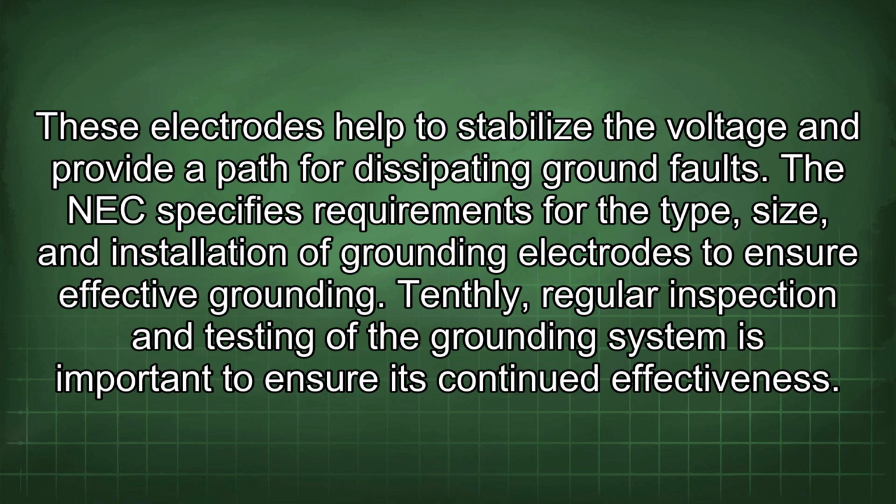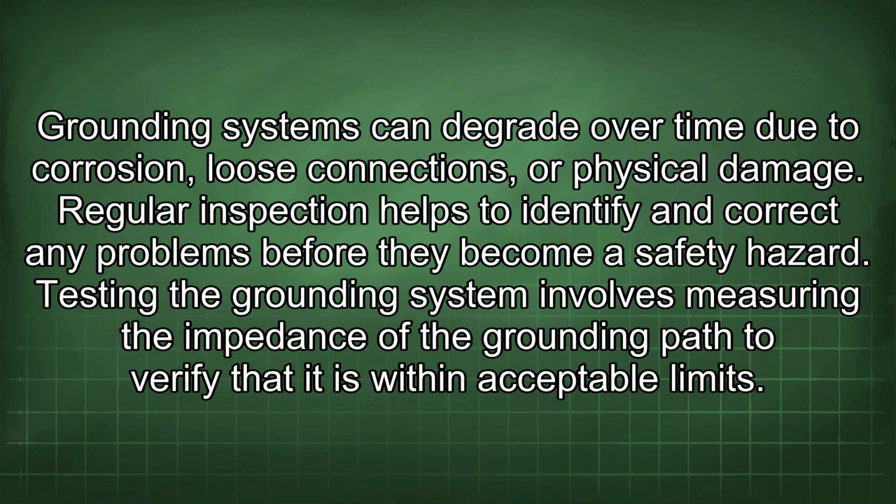Tenthly, regular inspection and testing of the grounding system is important to ensure its continued effectiveness. Grounding systems can degrade over time due to corrosion, loose connections, or physical damage. Regular inspection helps to identify and correct any problems before they become a safety hazard. Testing the grounding system involves measuring the impedance of the grounding path to verify that it is within acceptable limits.